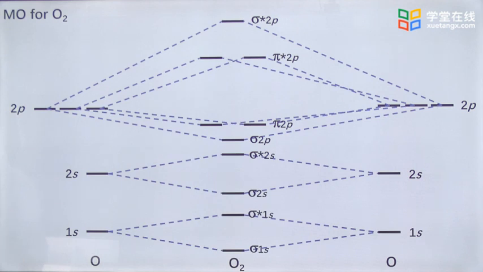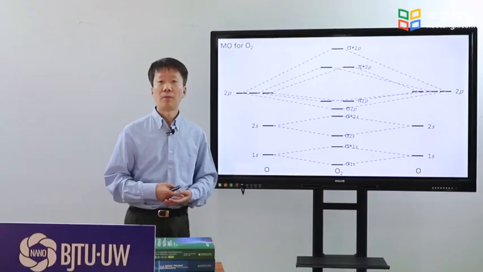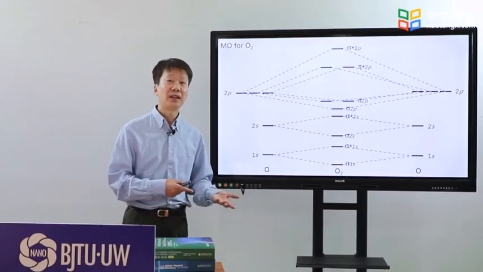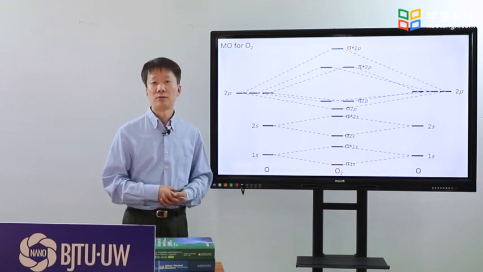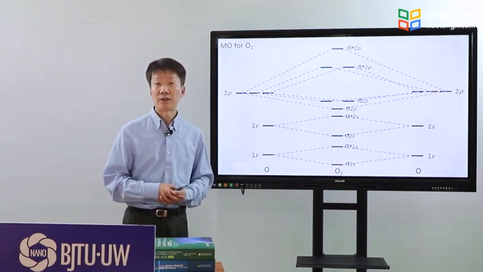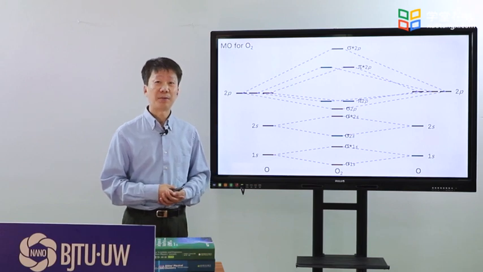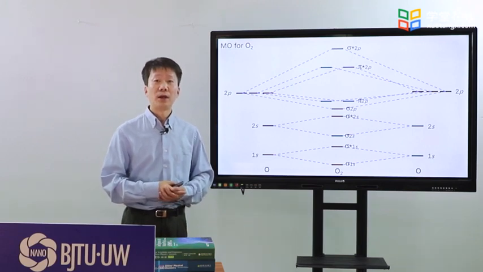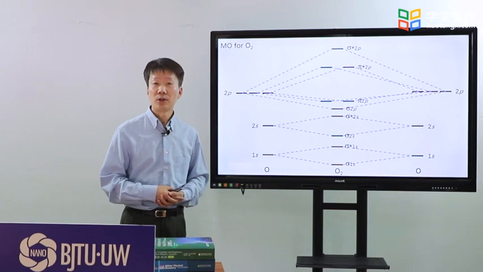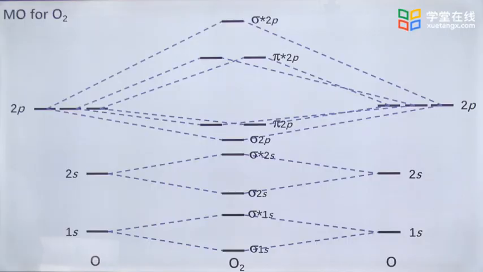One of the p orbitals, say the pz orbital in one oxygen, forms a sigma 2p orbital by bonding to the pz orbital in the other oxygen. The two remaining p orbitals, px and py, form pi 2p orbitals with the same orbitals from the other oxygen. Also, the antibonding orbitals, pi 2p star and sigma 2p star, are formed.